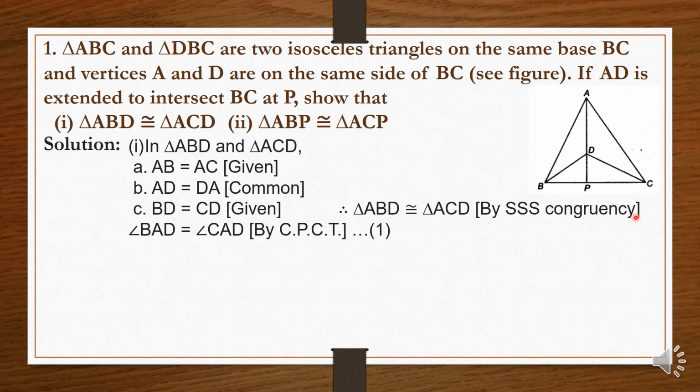Now, by CPCT, what we can say is these two angles are also equal. These two triangles are congruent, so therefore the corresponding angles here are also equal. Therefore, angle BAD is equal to angle CAD. We are marking it as equation 1 because we need it later.